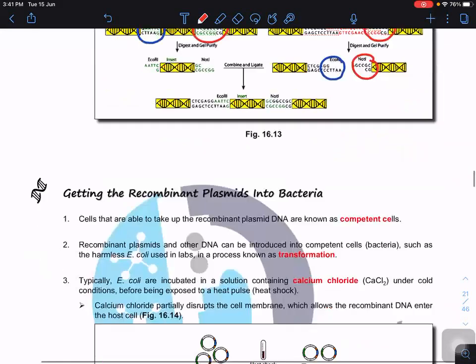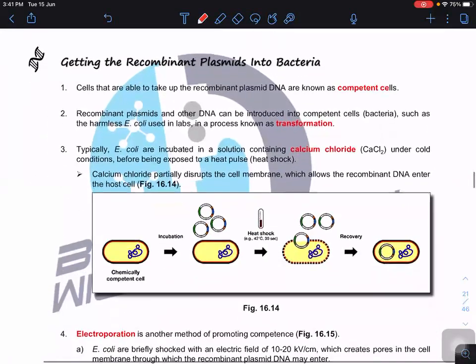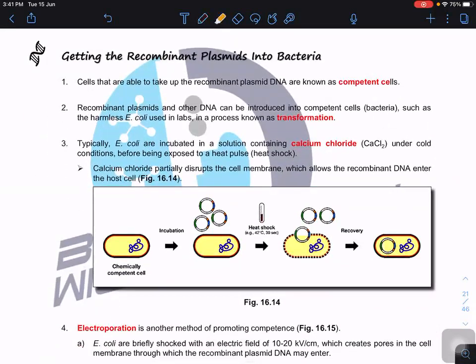So how can we get this recombinant plasmid into the bacteria? First thing, the bacteria must have the ability to take in this recombinant plasmid. So these cells are called competent cells. How do we make them competent? We have two ways to make them competent.